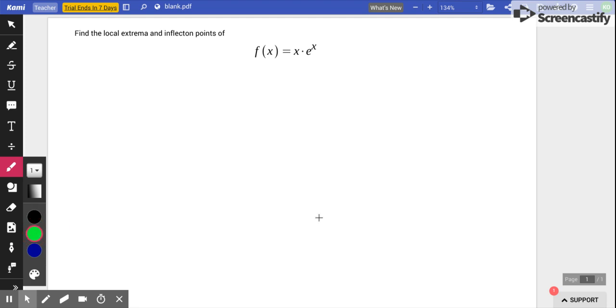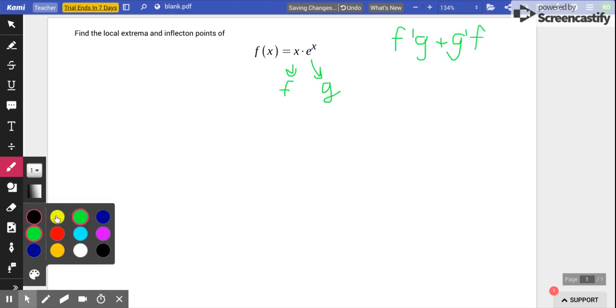So I'm just going to identify my two functions as I do usually. If I'm multiplying f times g, then I know that the power rule typically is f prime g plus g prime f.